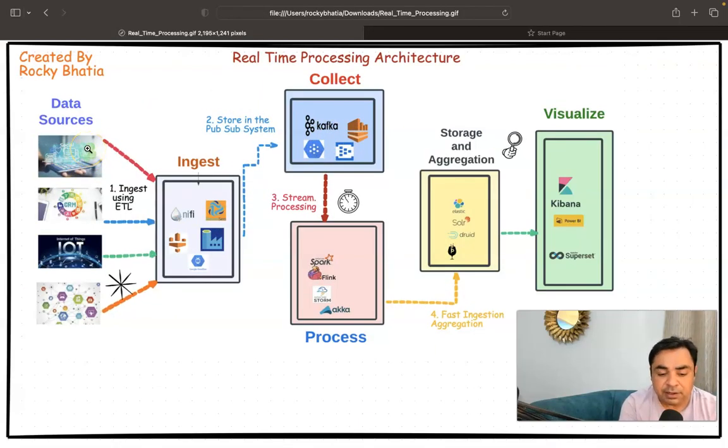But if we already have a way where our data sources are directly writing data into Kafka, then we don't need this ingestion layer. We can directly start from here and then move to the further steps.